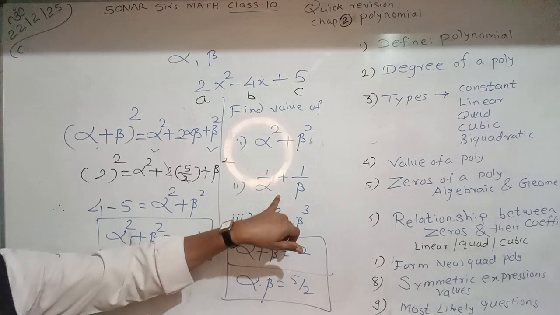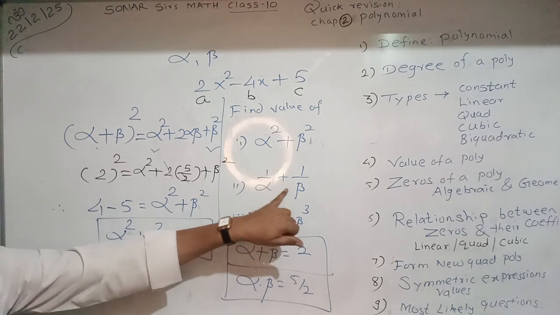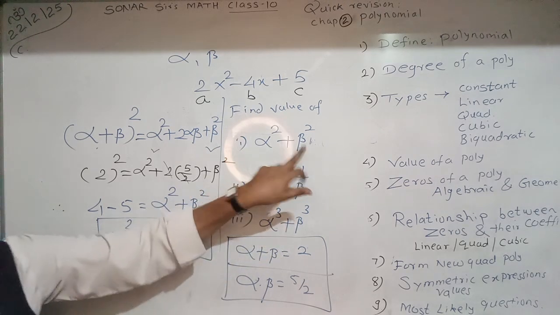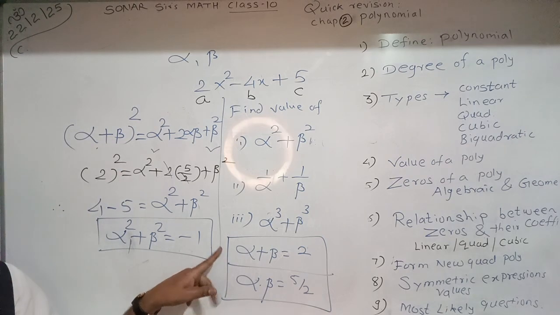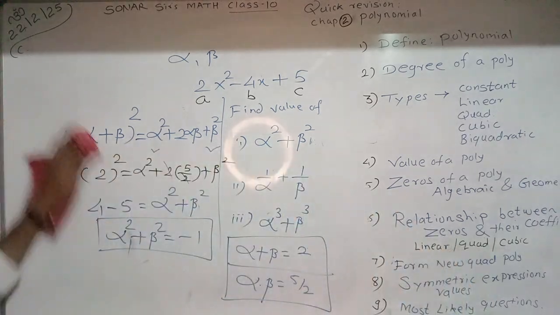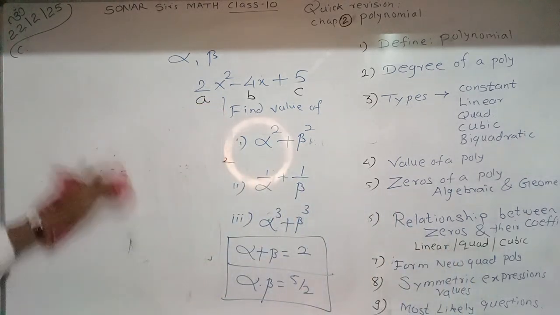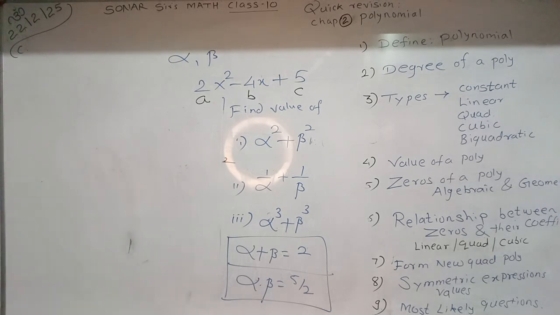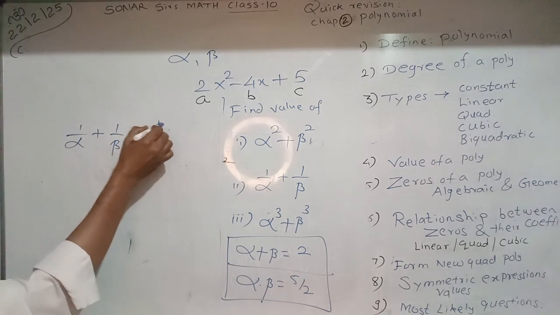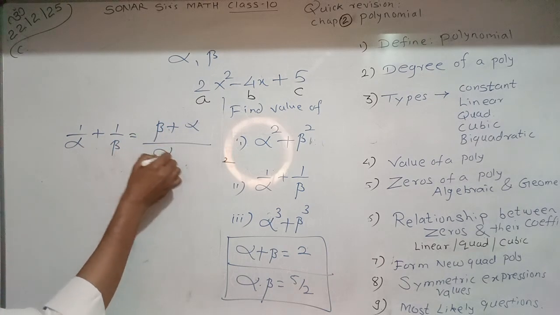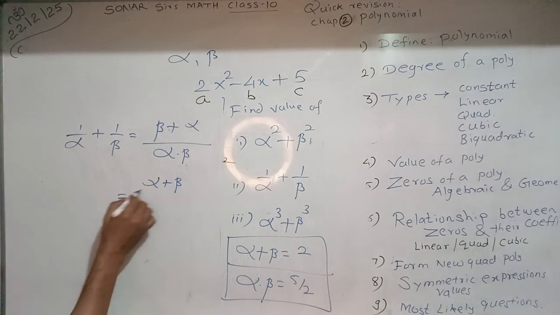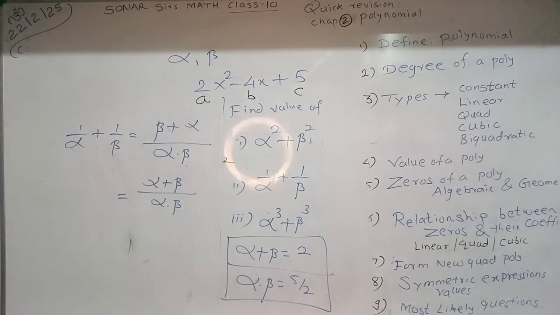In a similar way, we have to find the second one, 1 upon alpha plus 1 upon beta. For this, we have to cross multiply, because we always have only these two terms and we have to convert them into the given solution. So 1 upon alpha plus 1 upon beta, for this we cross multiply, in short LCM. So this becomes beta plus alpha upon alpha into beta. If we rearrange this term, because addition is commutative, we can write alpha plus beta.